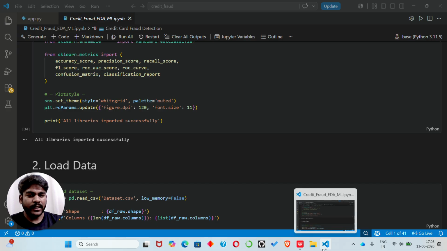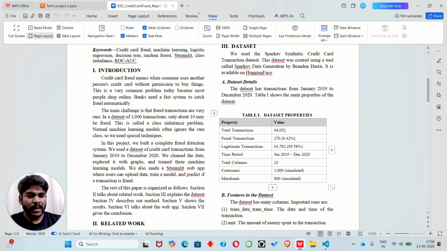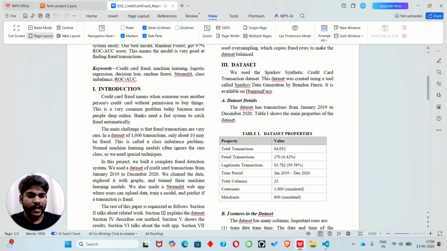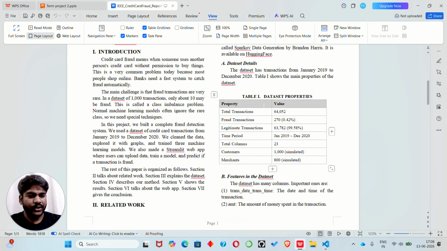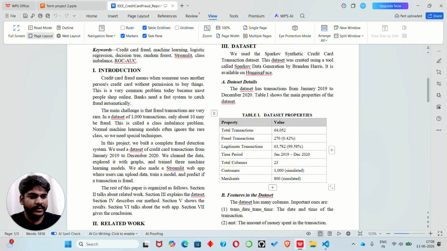Now let me show you the data. I use the Sparkov synthetic credit card fraud dataset. This dataset has 64,052 transactions from January 2019 to December 2020. It has 23 columns. Out of 64,052 transactions, only 270 are fraud. This is less than 0.5%. So you can clearly see the class imbalance.